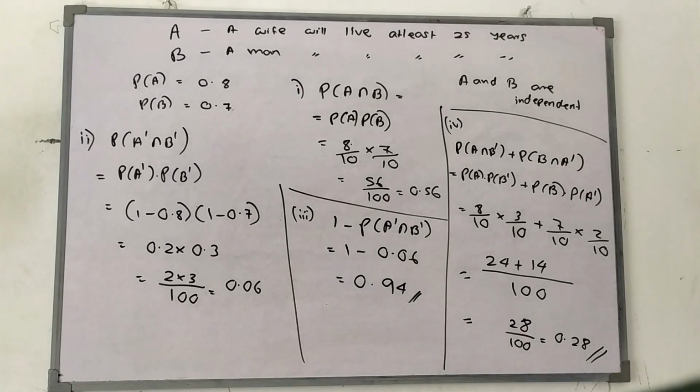Exactly one means the man can be living but the woman should be dying, and the other way around, the woman is living and the man should be dying. So this is the way of answering the last question. These are known as independent events. Knowledge of independent events is very important to understand the actual scenarios and to answer questions like this.